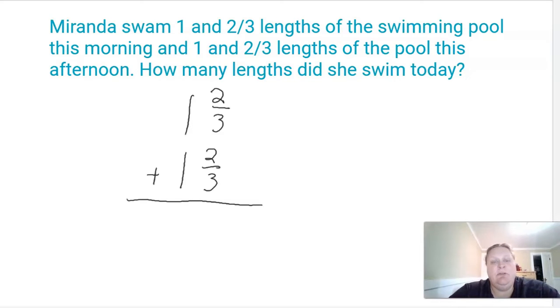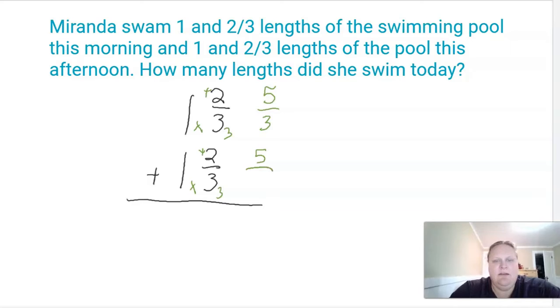So this time we're going to convert from a mixed number, which you see on the screen, to an improper fraction. To do that, we multiply the whole number and the denominator. We get 3. We add the numerator, and that's 5, and then slide over the denominator. Again, multiply the whole number and denominator, 3, add the numerator, 5, slide over the denominator. And now we add, so 5 plus 5 is 10, and we just slide the denominator, 3.